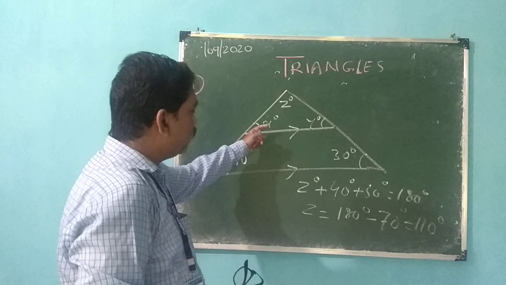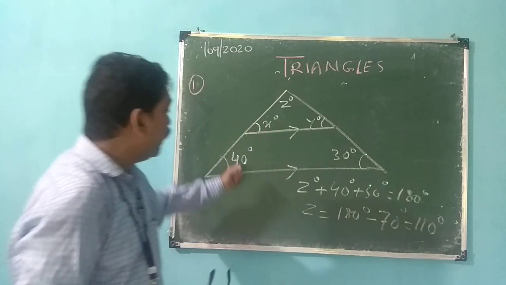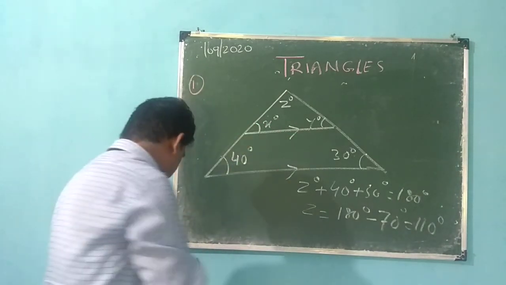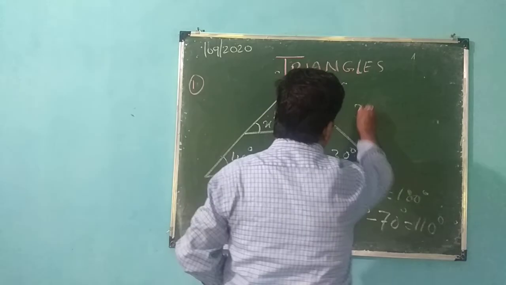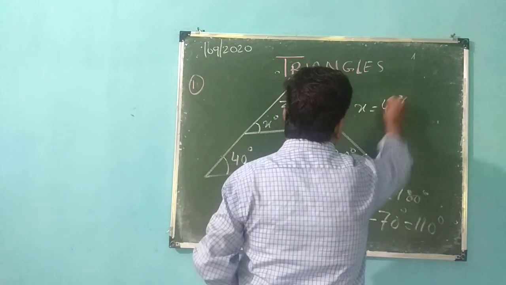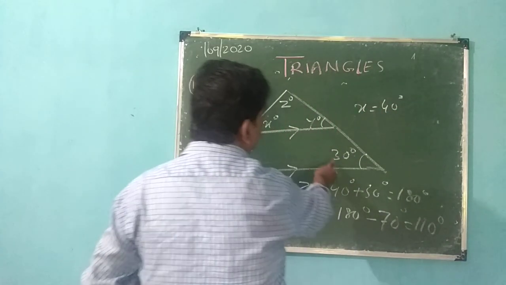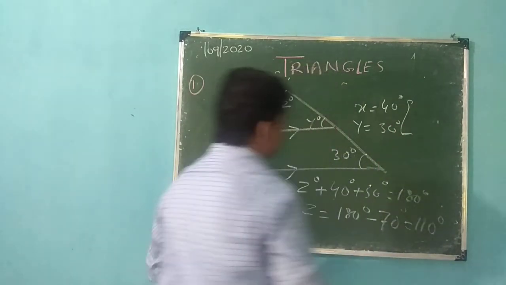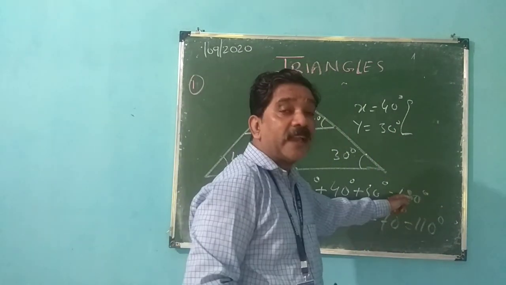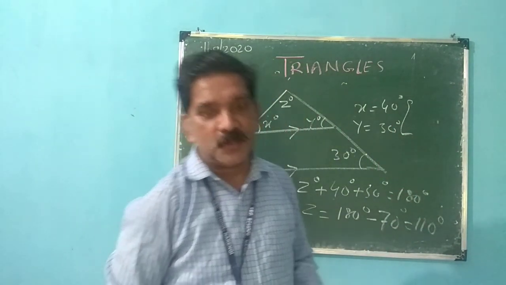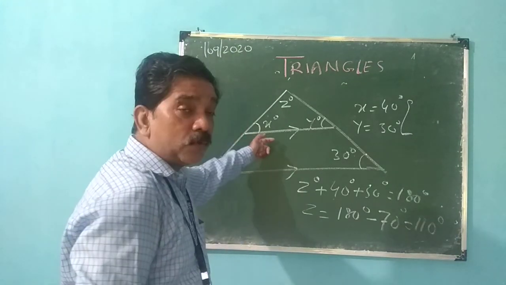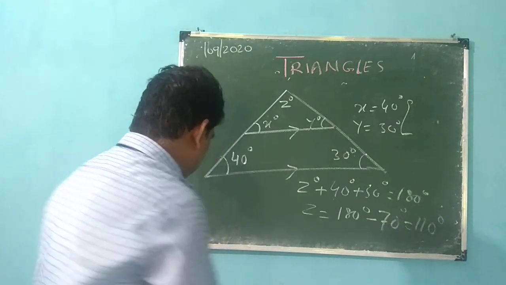What about the value of x and y? X will be equal to 40 degree because they are corresponding angles. Y is equal to 30 degree because corresponding angles. So both are corresponding angles. And why is this 180 degree? Angle sum property of the triangle. Okay. So this is what it is all about parallel lines.